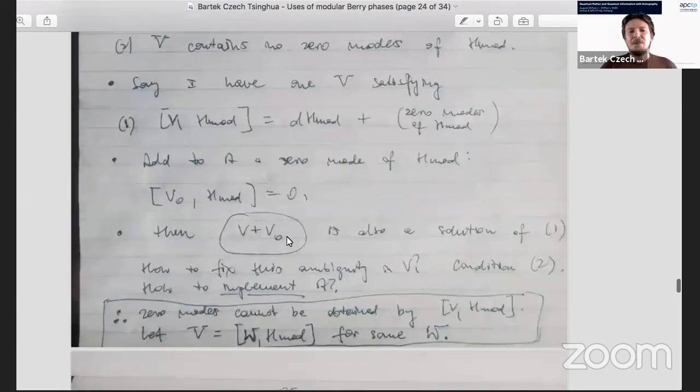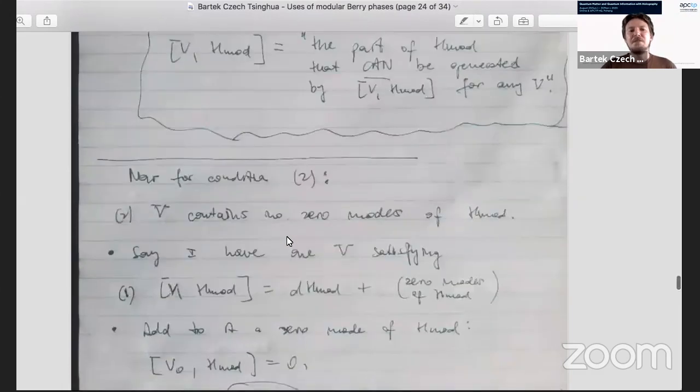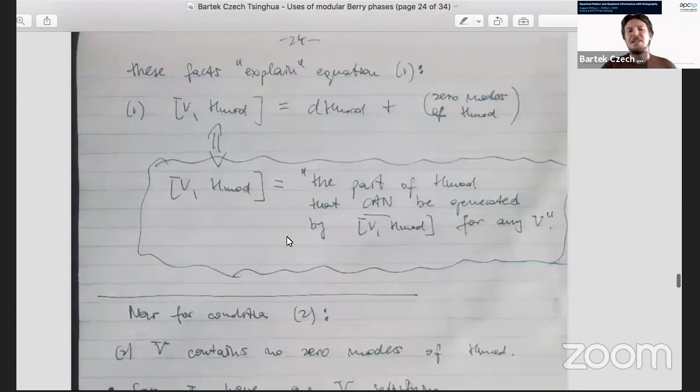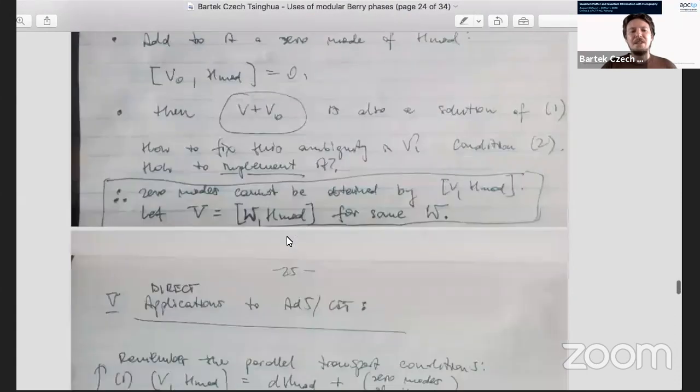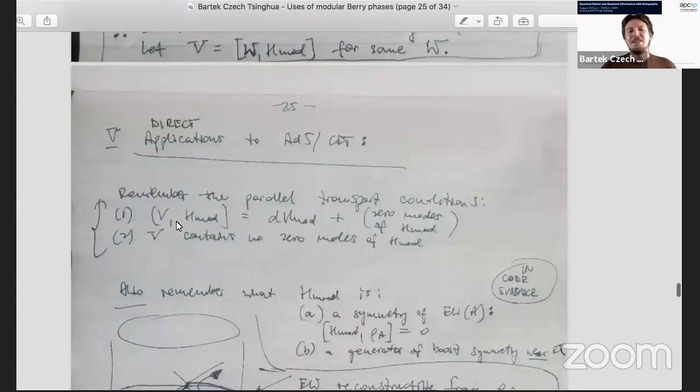Okay. And so hopefully this is an explanation for what the two conditions are. So the two conditions are: find the guy which is as good a match as possible for the variation in H mod, as good as possible given that we're trying to use commutators. So zero modes will not be matched by commutators, but everything else will be. And then find the guy which itself contains no zero modes. That's what we're looking for.